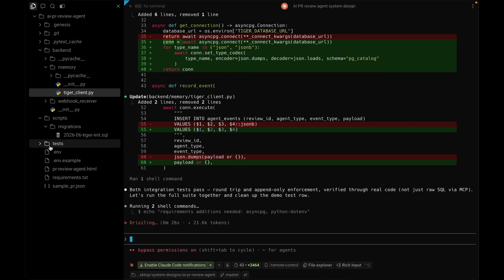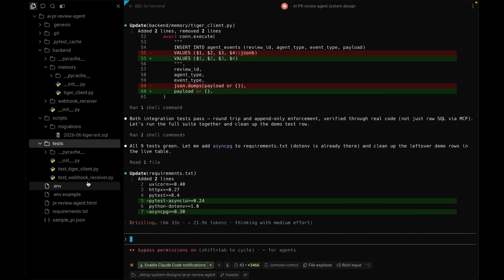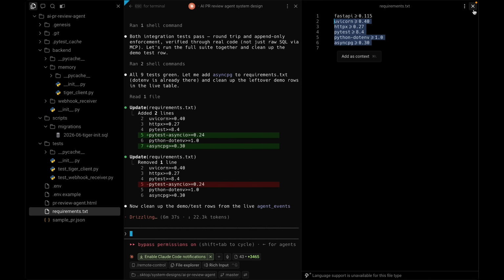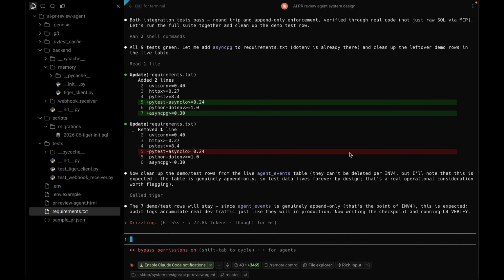And feel free to see the tests, by the way. As you can see, the requirements.txt is continuously being added. Agent events cannot be deleted as per our invariant. So test data will live in those agent events, so that nothing is being deleted.